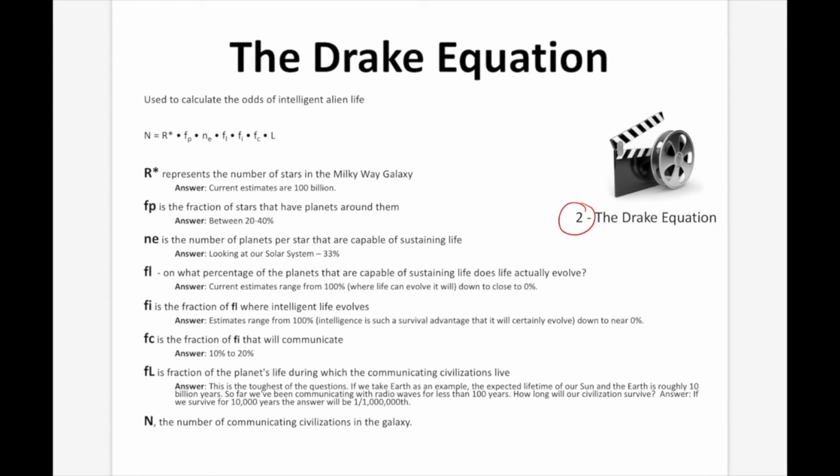And capital FL is the fraction of the planet's life during which the communicating civilizations live. Now this is a really tough question. If we take Earth as an example, the expected lifetime of our Sun and Earth is roughly 10 billion years. So far we've been communicating with radio waves for less than 100. How long will our civilization survive? If we survive for another 10,000 years, the answer will be 1/1,000,000th. So that would be the fraction that you'd put in. And then you get your answer for N.